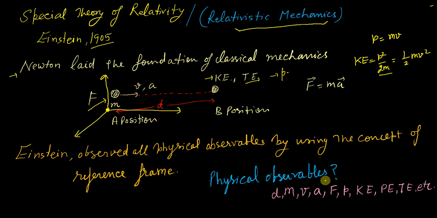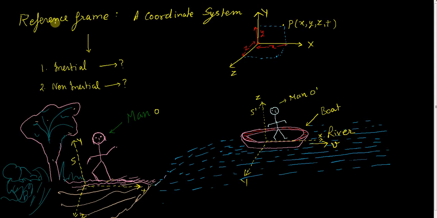Right, so physical observables here means displacement, mass, velocity, acceleration, force, momentum, kinetic energy, potential energy, total energy, etc. All these are observables which we can observe. So here the first concept comes of the reference frame. What is that? You can define it in a simple way: a coordinate system is basically a reference frame. Here you can see the coordinate system with the x-axis, y-axis and z-axis.